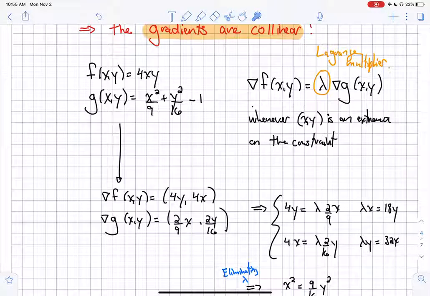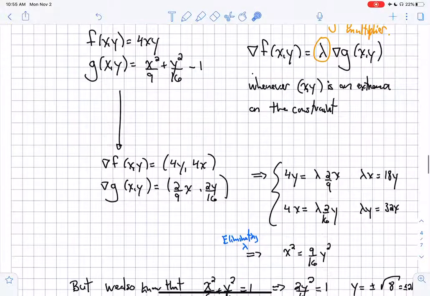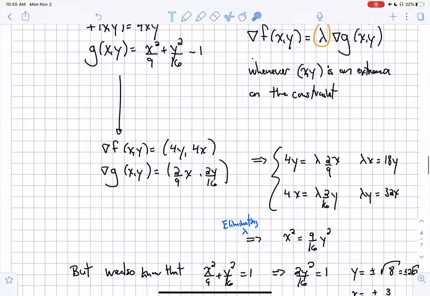That gives me two equations, because I know the gradients have to be collinear. The x coordinates are multiples, and so are the y. So I get 4y equals lambda times 2x over 9. That's one equation. The other equation is 4x equals lambda times 2y over 16. Then you're just doing the algebra to solve these two equations. I can simplify this one to say that lambda x equals 18y, and here lambda y equals 32x. I can eliminate lambda and get the equation that x squared is equal to (9/16) y squared.